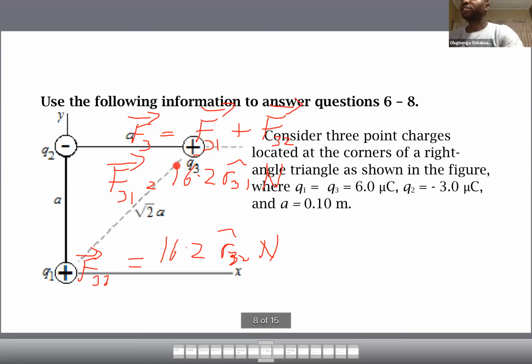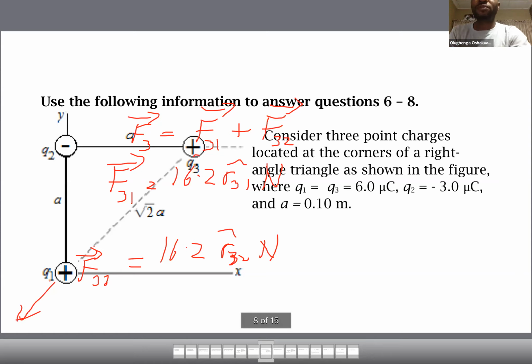Okay. R31 is number one, from F31, telling us that charge Q3 is exerting a force on Q1. Then R31 will tell us the direction of that F31. So R31 caret is telling us the direction of F31. And if Q3 is exerting a force on Q1, we would expect the direction to be in this manner.